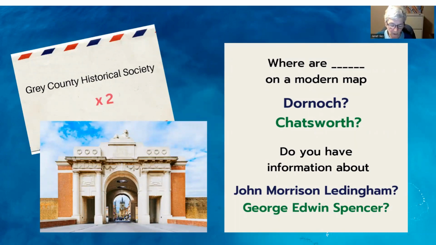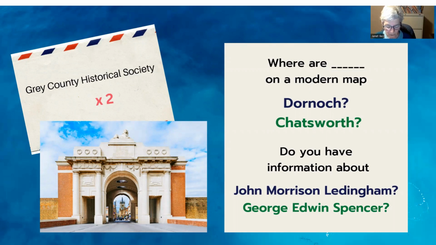The Grey County Historical Society received two letters from the Passchendaele Museum last month. This is part of an ongoing project of their organization. The first letter concerned John Morrison Lenningham, who was killed in action on October 26, 1917, and a letter sent to his next of kin, Mrs. James Morrison of Dornoch.